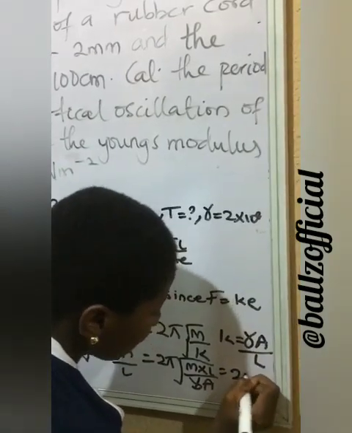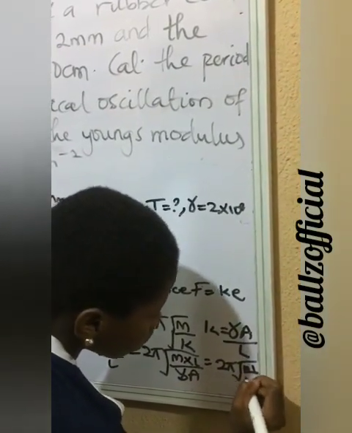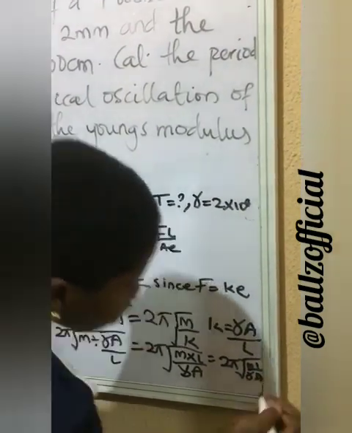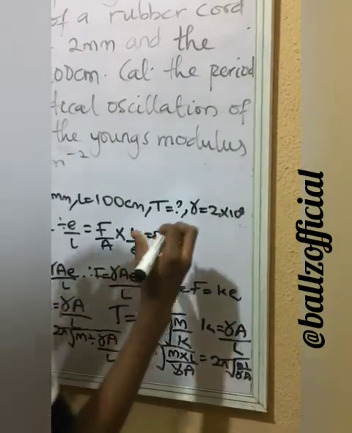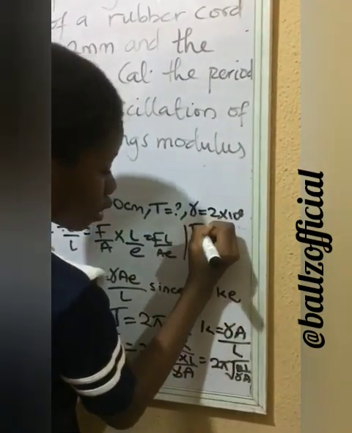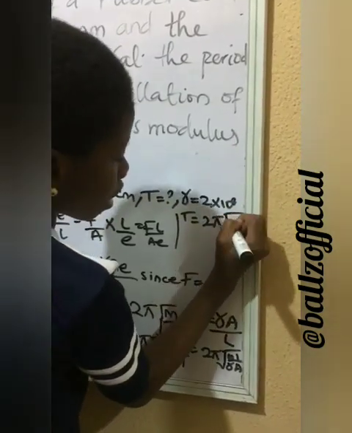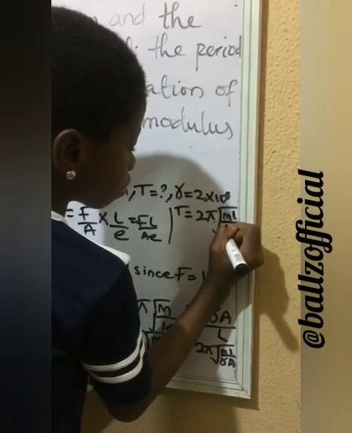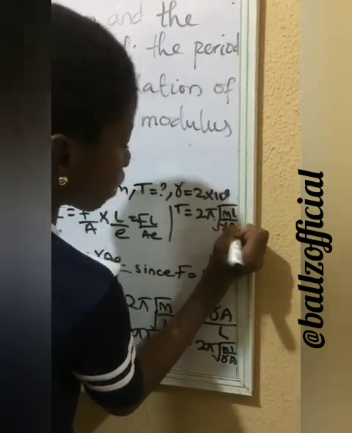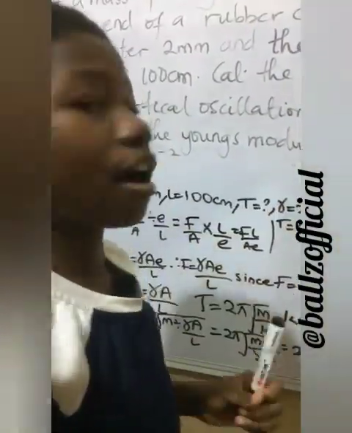That will be 2 pi root ml all over Young's modulus times A. So we are going to be using this to solve. T is equal to 2 pi root ml, that's mass times length, all over Young's modulus times area. So actually we are going to be solving this question too now.